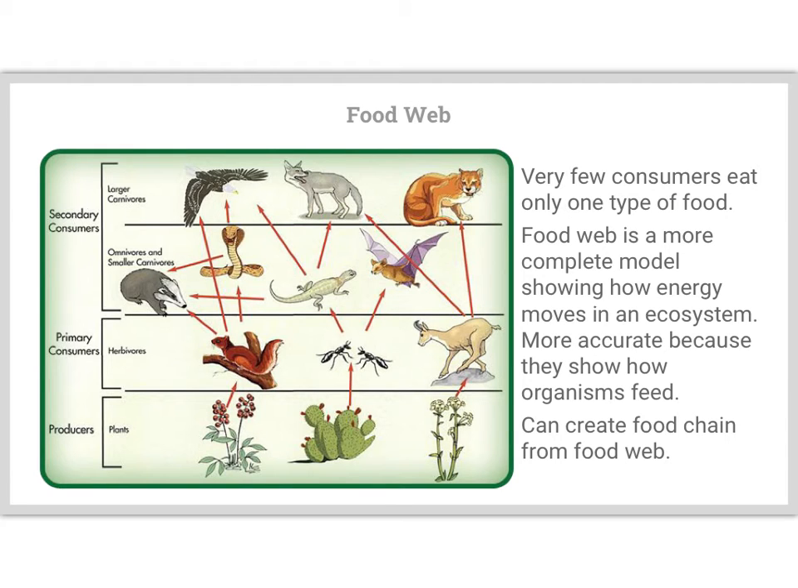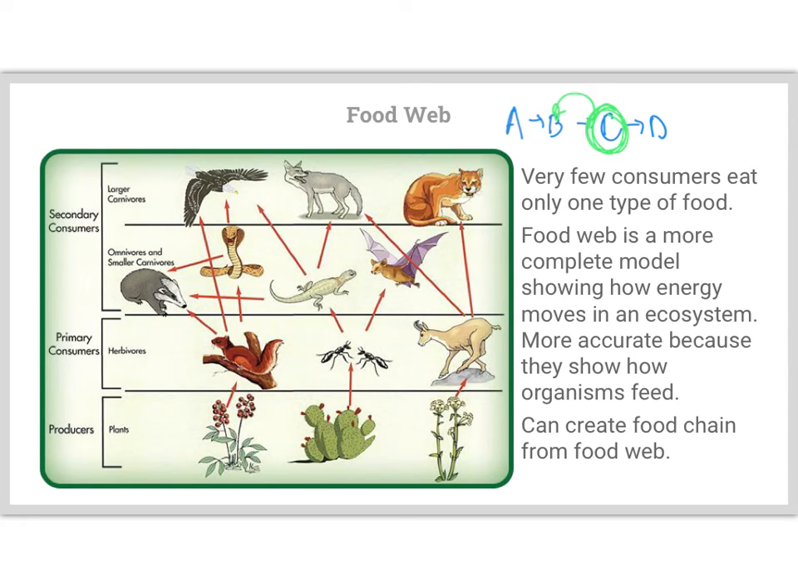A food web is a little bit more helpful because very few consumers eat only one type of food. So when we draw a chain implying that A is eaten only by B and eaten only by C and eaten only by D, we're implying that C only eats B. So that's like saying I only eat cucumbers, which is ridiculous because if I only ate cucumbers, that wouldn't be a very balanced diet for me. So other animals, of course, eat multiple things as well.